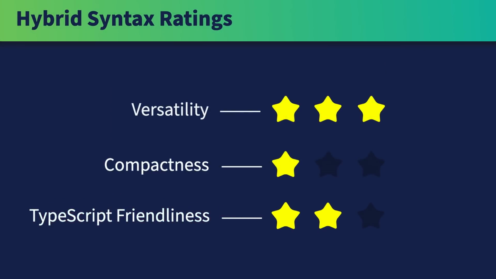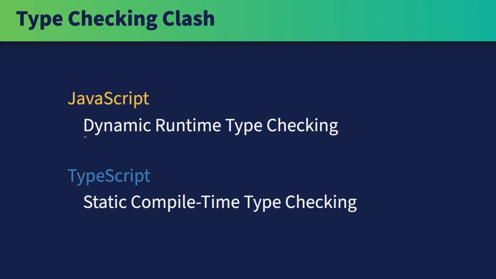TypeScript friendliness is about the ease of using TypeScript under a particular component syntax. This is not the same as TypeScript support. Vue.js has TypeScript support for both the Options API and the Composition API. However, under either one of these APIs, it's not that friendly to work with props in TypeScript. Vue.js provides dynamic runtime type checking for props, and that's a built-in feature of Vue.js. This built-in type checking clashes with the static compile time type checking of TypeScript.